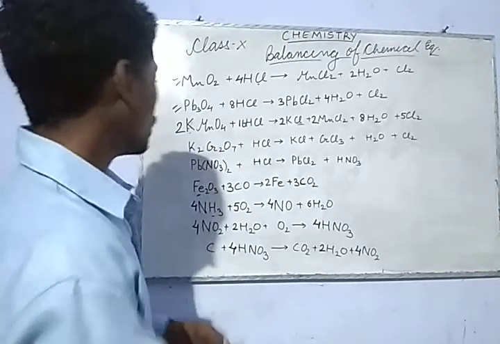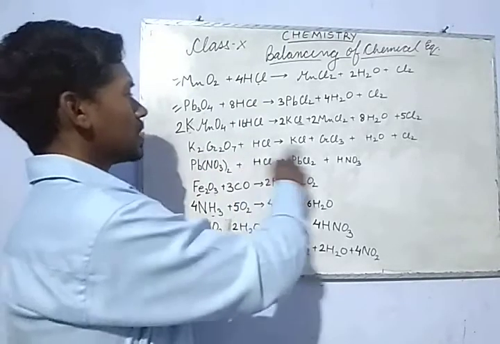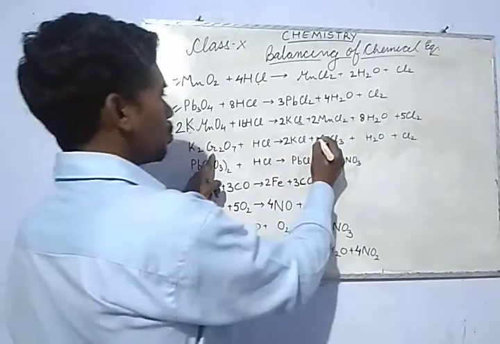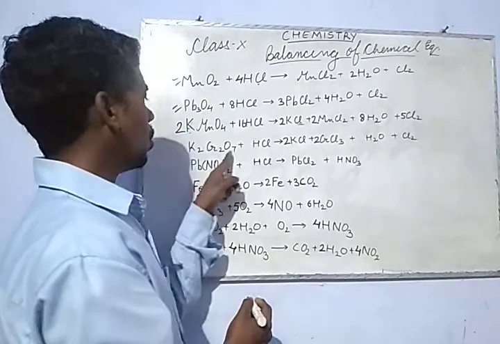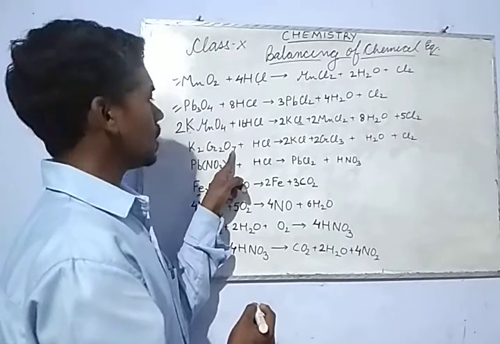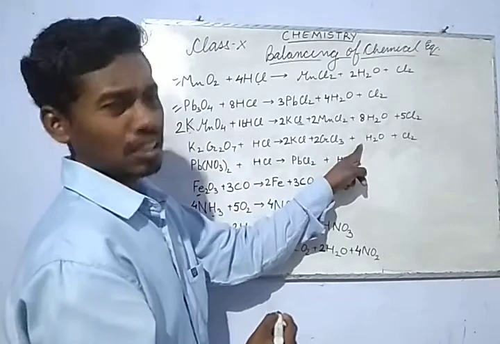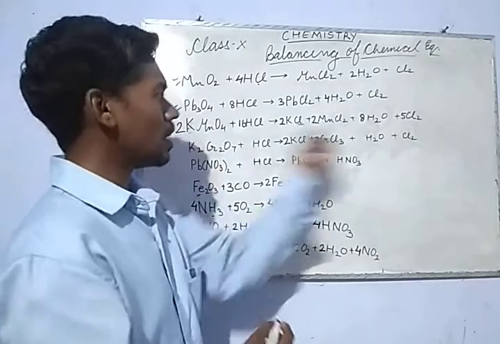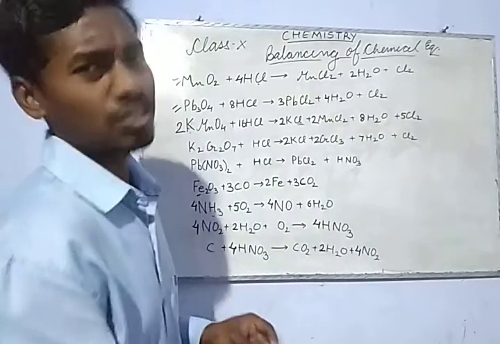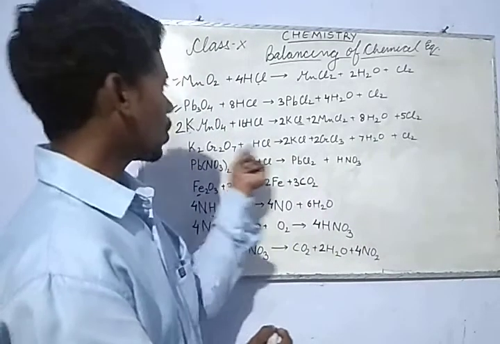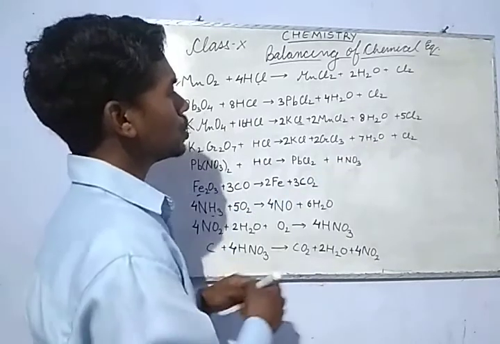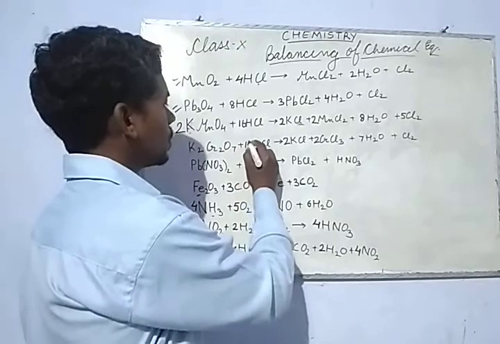Let's see again here. K2Cr2O7 plus HCl. So K is 2 here, so make 2 here. Cr2 2 here, so make 2 here. Okay. Oxygen is 7 here. Since here also it is odd and here also it is odd, both side odd, then try and make it odd. Let's try. Okay, just see. So how many hydrogen here? 7 2s are 14. Let's try with 14 here.